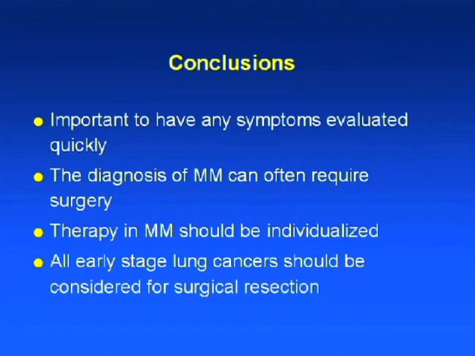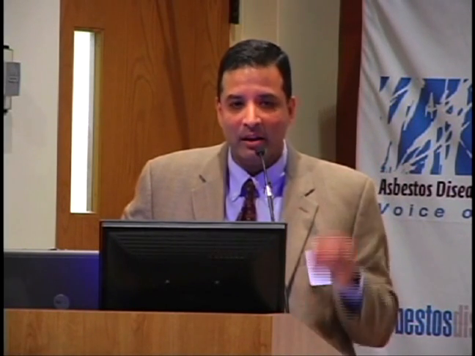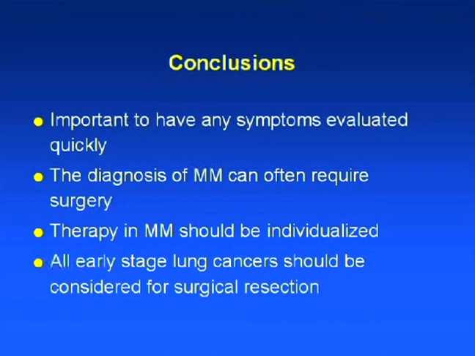And so many of these patients are required to go through a surgical procedure. I think therapy in mesothelioma is coming along to the point that therapy should be individualized based on each individual case. If it's limited and the patient's healthy, they should certainly see a thoracic surgeon at a specialized center and be considered for a surgical procedure. If not, they should certainly see an oncologist and be considered for chemotherapy or for a clinical trial. And certainly all early stage lung cancer patients should be considered for surgical resection because that is the only way to achieve a cure in that disease.